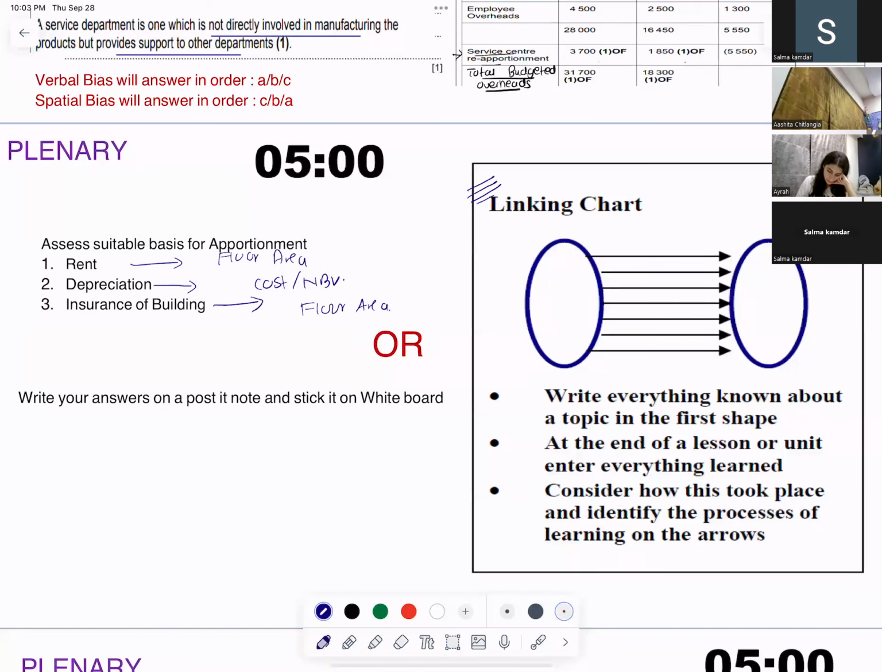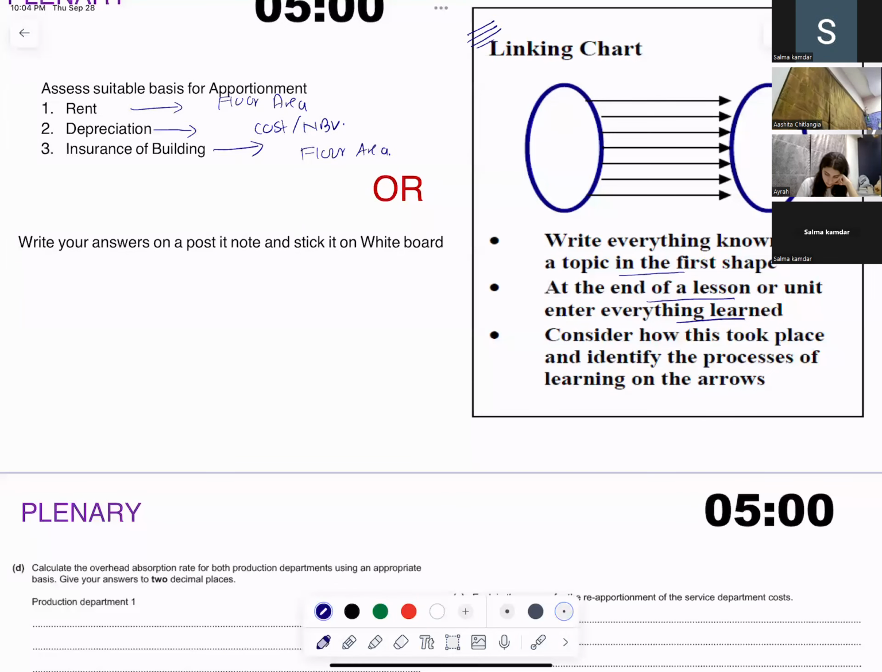Okay, fine. Now what I want you all to do is start linking whatever you all knew about this topic, and after today, what you have learned, write it on a piece of paper. This is called linking, because this chapter is very big and huge. It is very important that you link all the steps one after the other, and then we will proceed with calculation of overhead absorption rates.